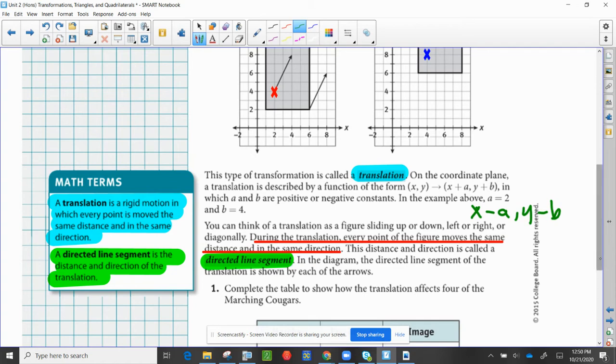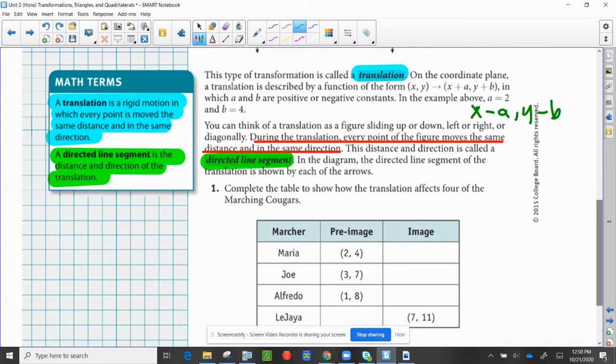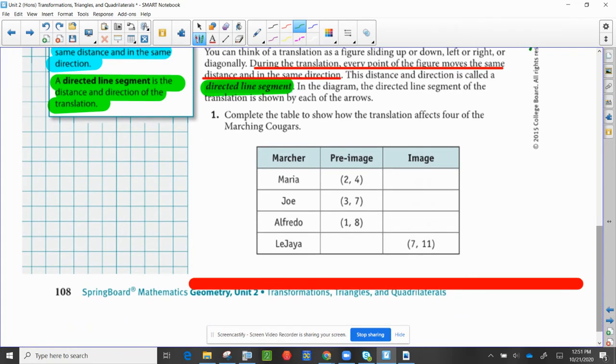But okay, during a translation, every point on the figure moves the same distance and in the same direction. And that direction is called the directed line segment. That's the distance and direction of the translation. That just tells you which direction and how far you're moving. So let's look at this table here. Complete the table to show the translation effect for the 4 marching Cougars.